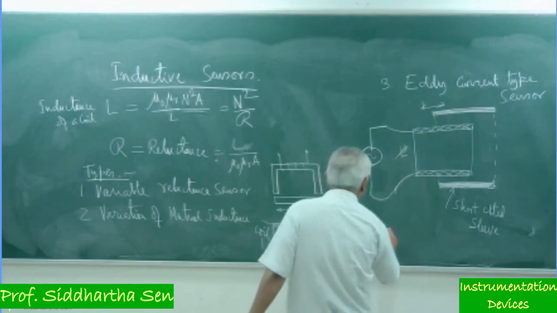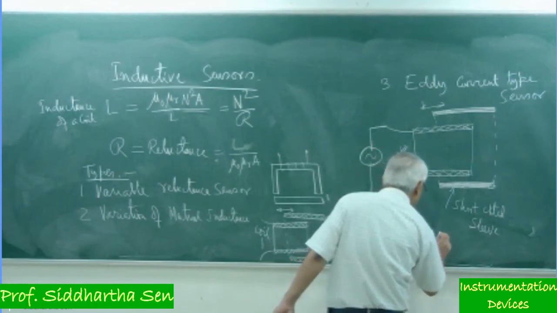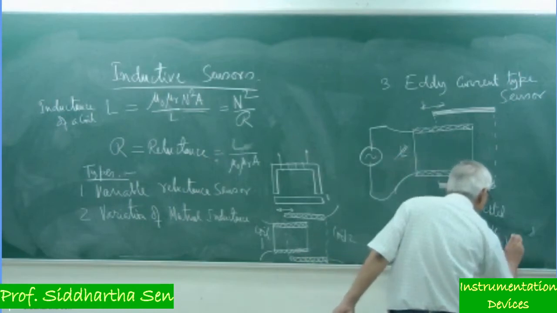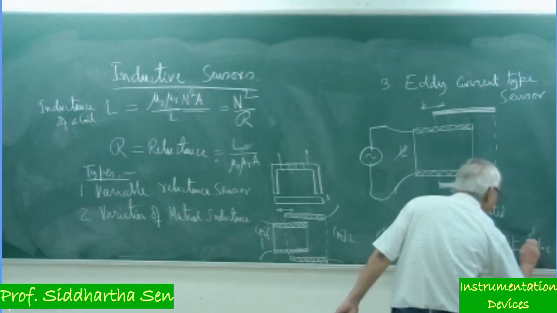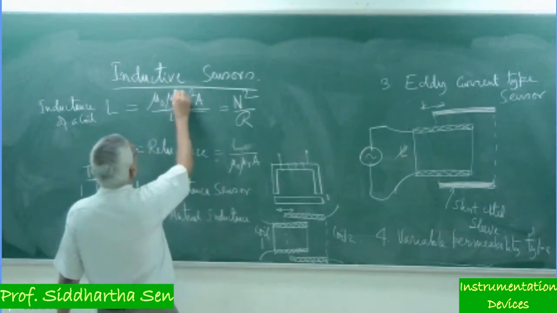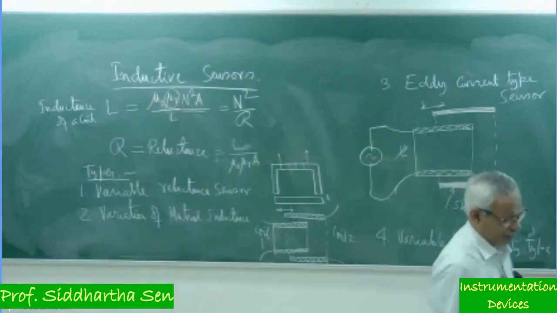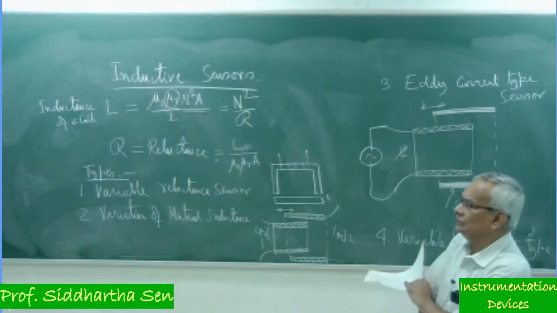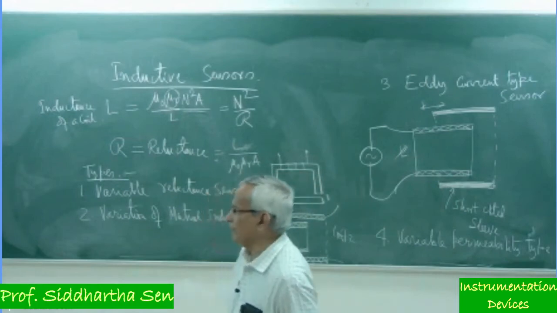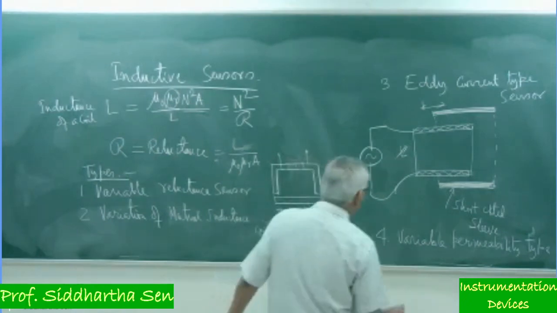And the last one is called the variable permeability type. What is meant by variable permeability type? We'll see that some of the materials, particularly nickel, and there are certain alloys, we'll come to it afterwards, have permeability that changes with application of strain or application of force. So the fourth one is the variation of mu r.